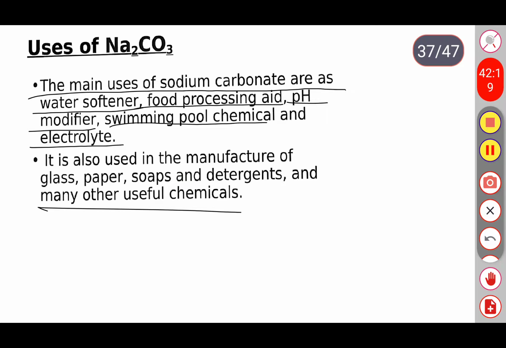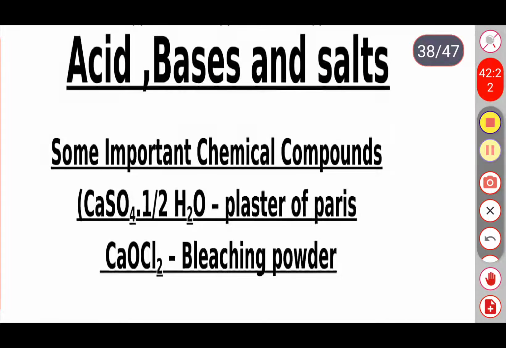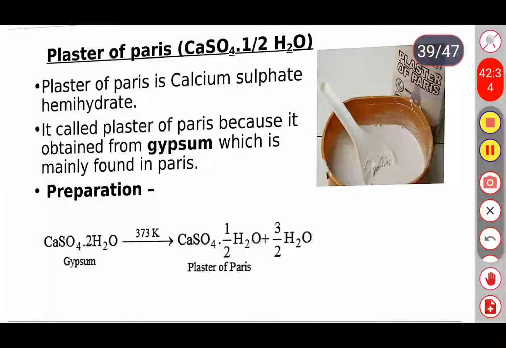The next compounds are plaster of Paris and bleaching powder. See the plaster of Paris, POP. Plaster of Paris is obtained by strong heating of gypsum. By heating strongly at around 373 Kelvin, the gypsum will be converted into POP, that is plaster of Paris.